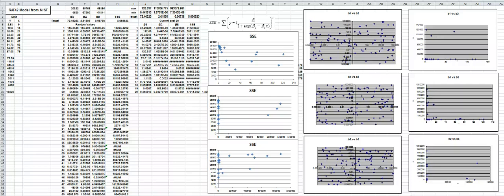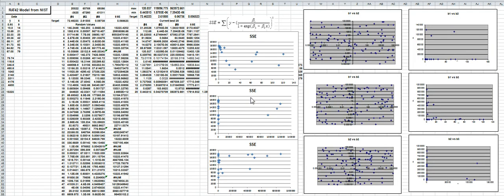This is an example of an evolutionary algorithm being applied to the RAT42 model from the NIST. What we start with is a range of random values for each parameter, and those random values vary between 1 millionth and 1 million. So we're searching on a log scale.